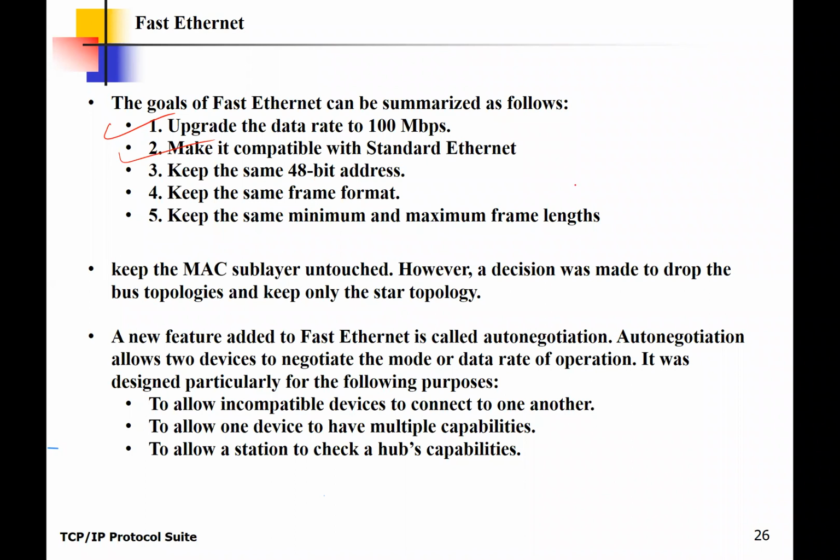Keep the MAC address the same. So we are not changing the MAC address size. Okay, keep the same frame format. So we're not changing the frame. The Ethernet technology will use the same format, doesn't matter what your speed or bandwidth is. All right. Keep the minimum and maximum frame length. So that's how to be able to communicate with others. So what we did, simply we just kept everything the same. The only thing we did was upgrade the bandwidth. And we can communicate with the slower band. So that's the purpose here.